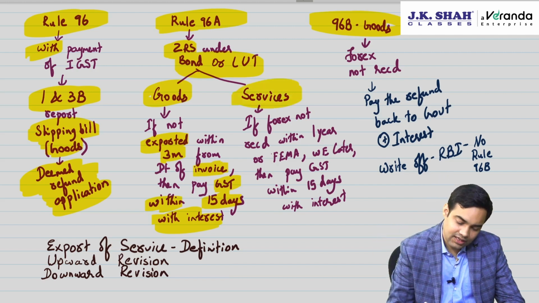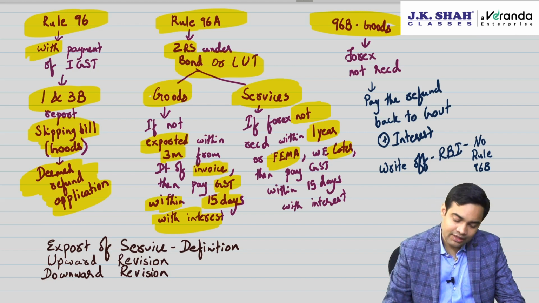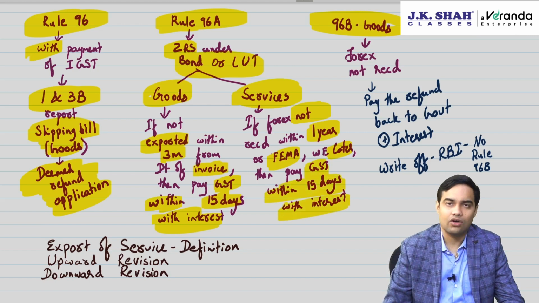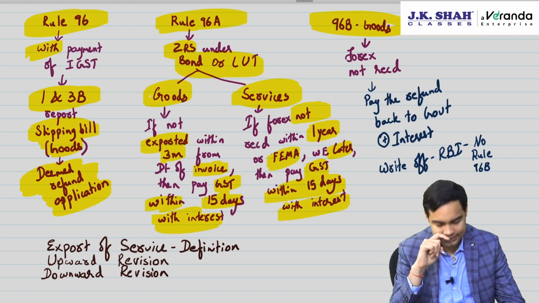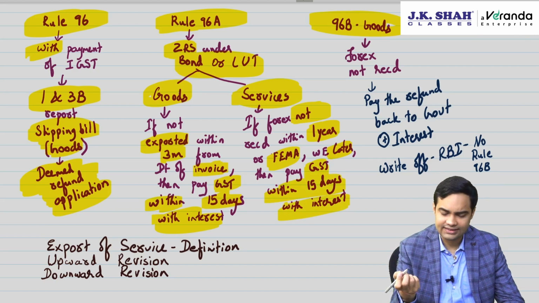For services, if I don't receive the forex within 1 year or the FEMA time limit, whichever is later, and FEMA is along with extensions given by RBI, then I will pay GST within 15 days along with applicable interest. Plus, the commissioner can give an extension for these cases.